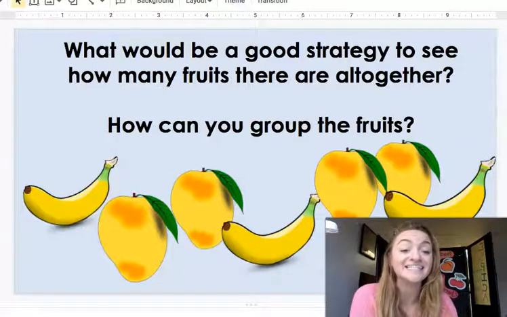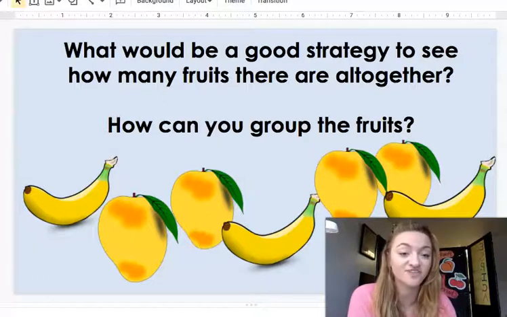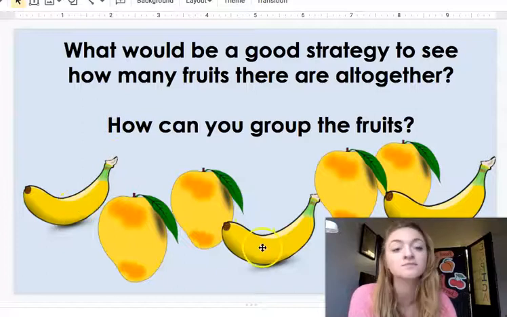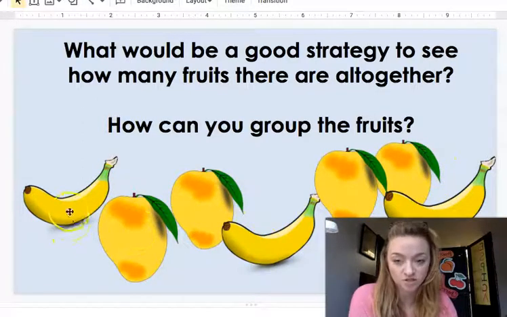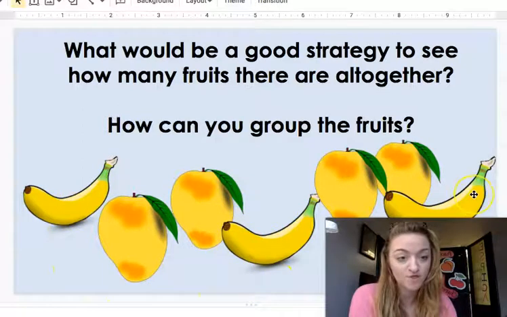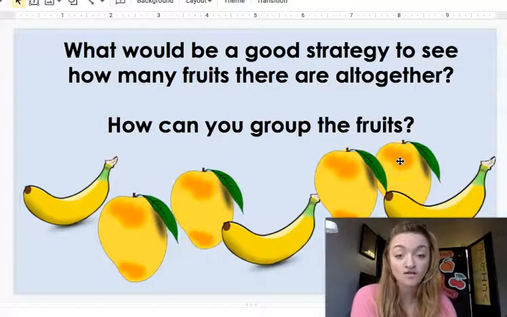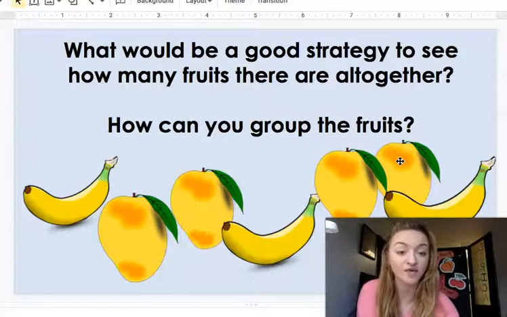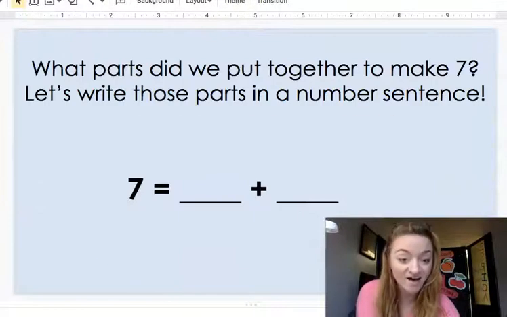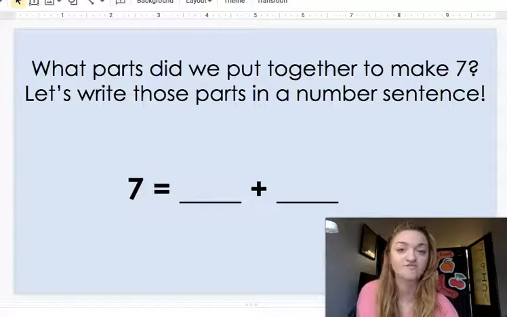One way that Miss Inez thought about it is she noticed different types of fruits. I see some bananas and I see some mangoes. And I actually see 1, 2, 3 bananas, and I see 1, 2, 3, 4 mangoes. So altogether, I have that same number bond I was just doing, 4 and 3, but I have different things that I'm counting, right? Bananas and mangoes. But I still have 7 altogether, right? I have 4 and 3.